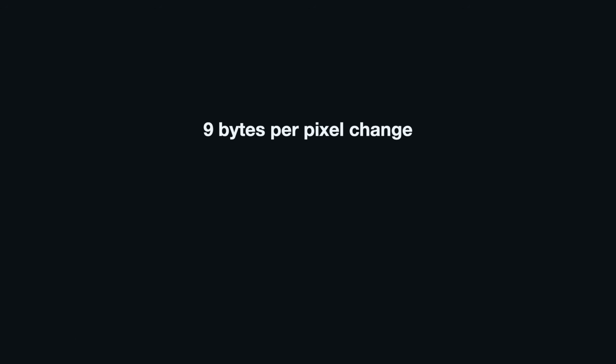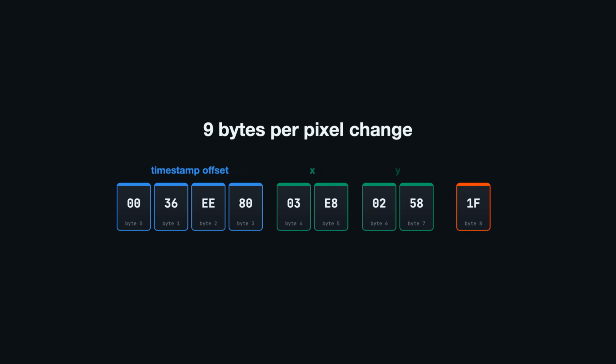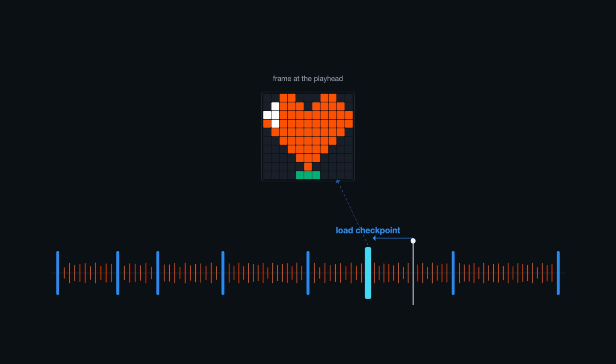And the delta format is tight, 9 bytes per pixel change, 4 for the timestamp offset, 2 each for X and Y, 1 byte for the color index. That's it. When you seek, the browser grabs the nearest checkpoint behind you, then replays the delta forward until it hits your playhead. Fast seek, small files, no big video to decode.